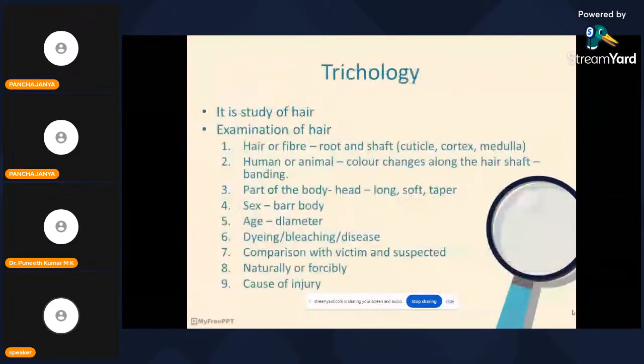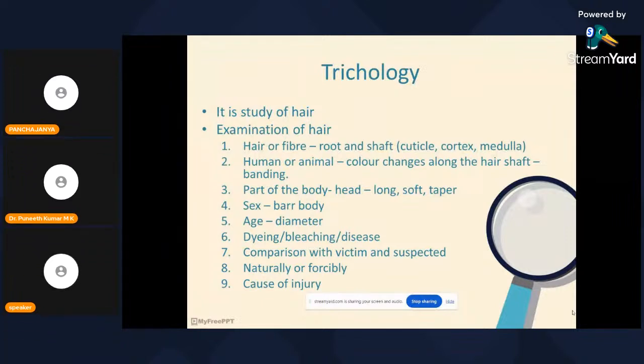And trichology, the study of hair. Examination of hair should be done to tell whether it is hair or fiber, based on the root and shaft. Hair has 3 parts: cuticle, cortex and medulla. Based on that examination, we can identify whether it is human hair or a fiber. If it is hair, then whether it is human or animal hair. Based on the color changes along the shaft, called banding, we can identify whether it is human or animal hair.